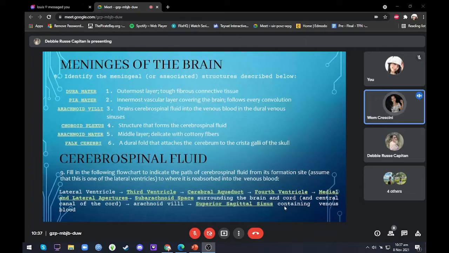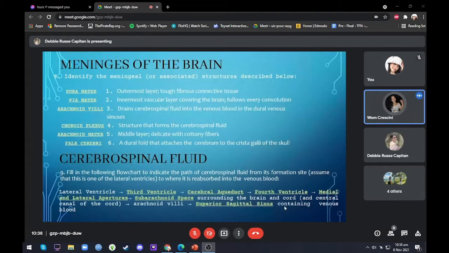And number 5, the middle layer, delicate with cottony fibers. It is the arachnoid mater. And then number 6, it is the dural fold that attaches the cerebellum to the crista galli of the skull. It is the falx cerebri. So next topic, it is the cerebrospinal fluid.